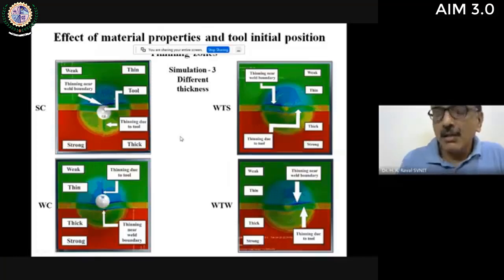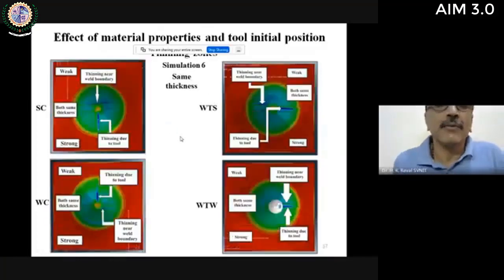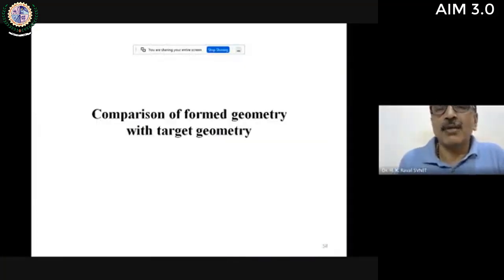So these are the images of these simulations. This is for simulation number 3. This is for simulation number 6. I'm just skipping this. It's only to show you the images of the findings of the simulations.